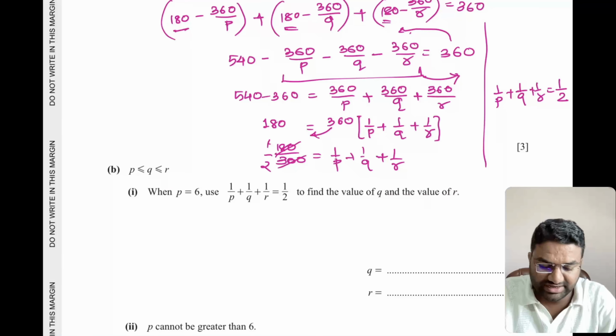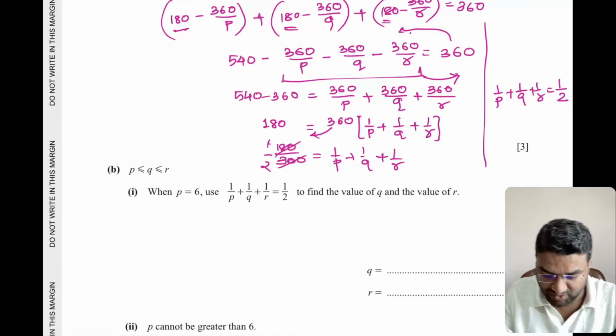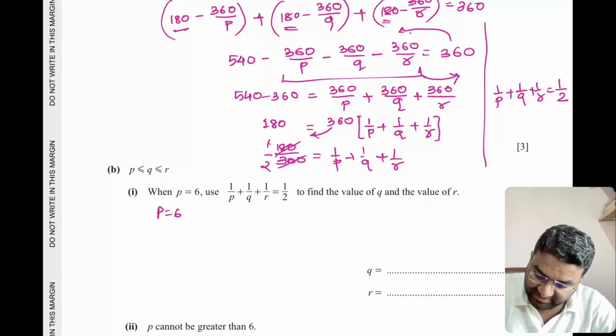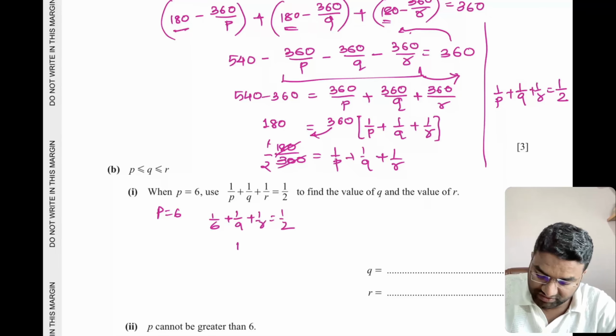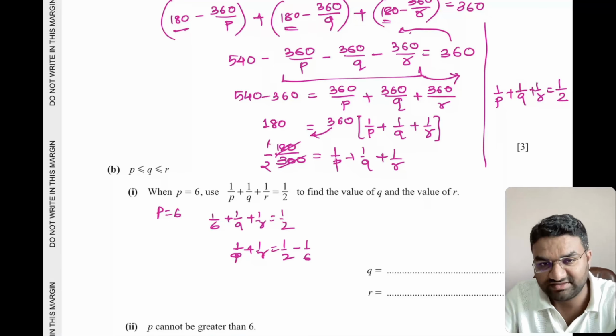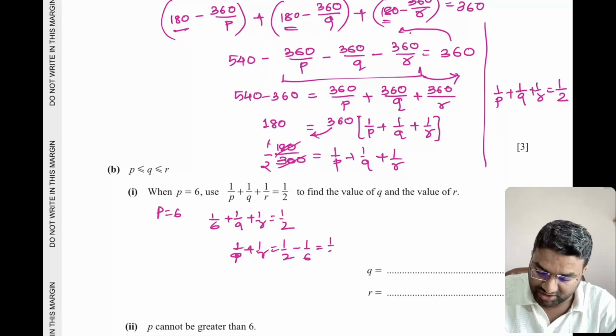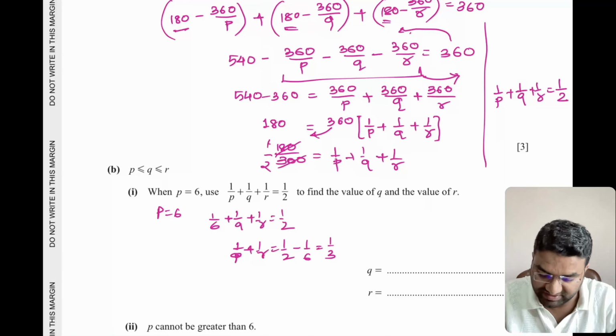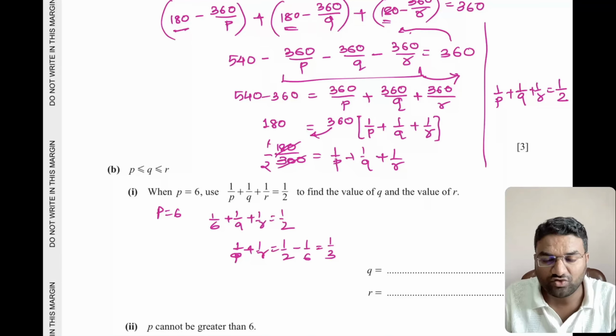So we'll take a simple case. Here we have p equal to 6, which means 1 upon 6 plus 1 upon q plus 1 upon r is equal to 1 upon 2. So 1 upon q plus 1 upon r is equal to 1 upon 2 minus 1 upon 6, right? It's nothing but 1 upon 3. I will write it straight away because 6 minus 2 is 4, and 4 upon 12 is 1 upon 3.